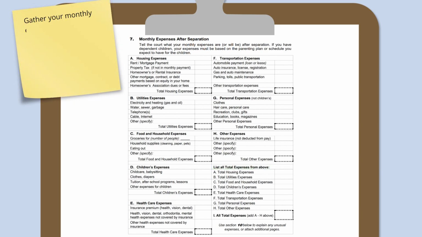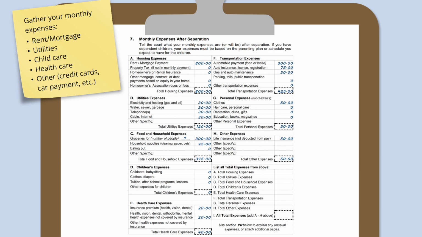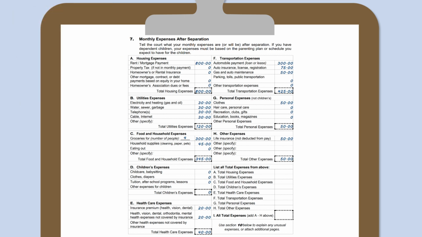To complete this page, first gather your monthly expenses and place them on the appropriate line. Remember, these are your expenses, not the expenses of the other party. If your expenses change each month, do your best to list an accurate average. If you have a monthly expense and you are unsure what line to place it on, you can place them in section H for other expenses. Finally, transfer all your totals from each section to this last section. Using your calculator, add them all up for your all total expenses.